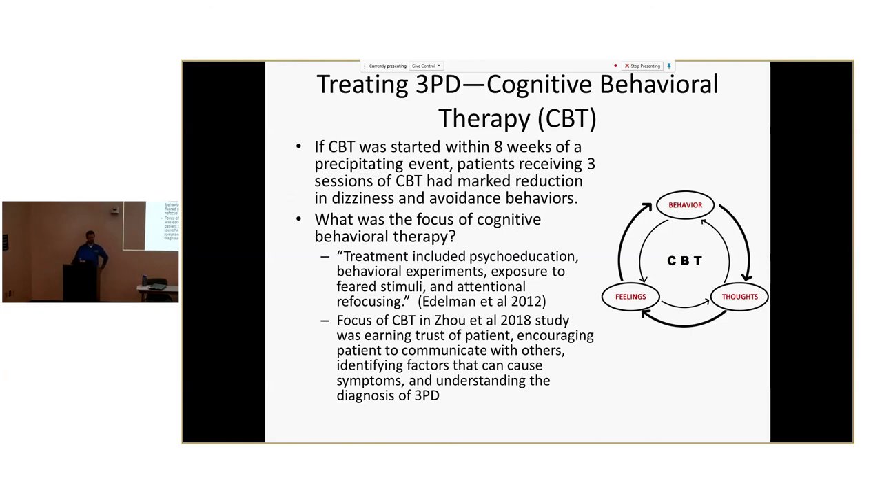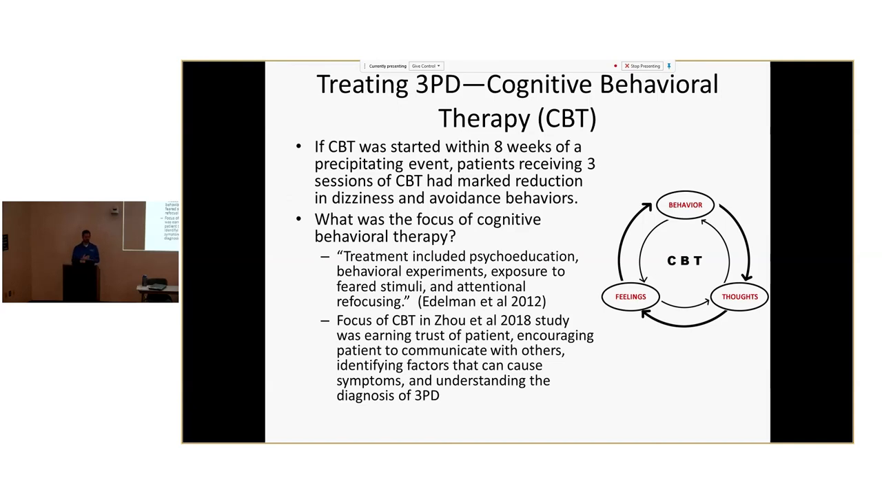So cognitive behavioral therapy, there's good evidence that it's effective, but again, it has to be early. So you guys remember how long you need to have chronic dizziness to be diagnosed with 3PD? 3 months. Okay, so you can't have that diagnosis if you're going to benefit from cognitive behavioral therapy, at least at the level shown in this study. So you need to get this patient to a cognitive behavioral therapist within 2 months of having their precipitating event.